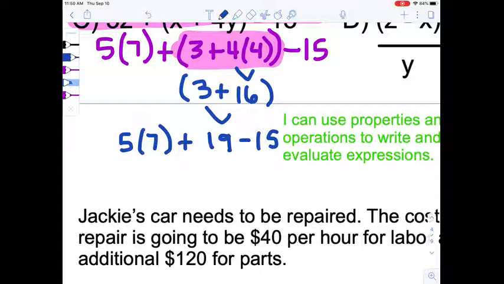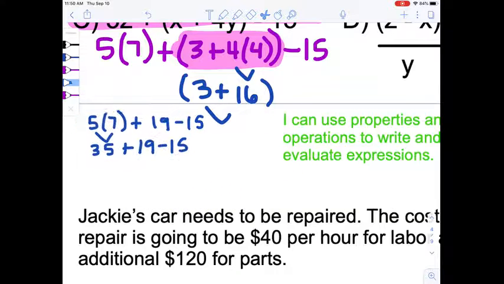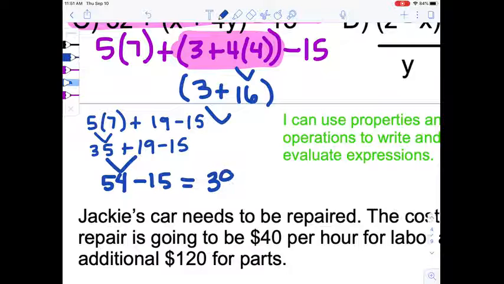So now we have multiplication, addition, and subtraction. Following the order of operations, we have to do multiplication first. 5 times 7 is 35, plus 19 minus 15. And I'm going to make this smaller, slide it up. Okay, then addition comes before subtraction when they're left to right, when we got both. 35 plus 19 is 54. And then we have minus 15. 54 minus 15, 39. And we circle or box our answer.